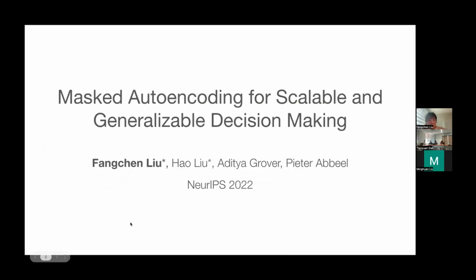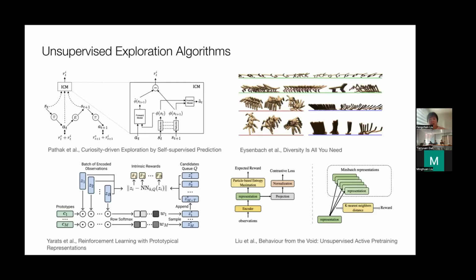Okay, the first work here is Masked Autoencoding for Scalable and Generalizable Decision Making, a paper accepted by NeurIPS 2022. Before that, I was working on some RL algorithms, so this paper is actually very RL-motivated. People are designing a lot of exploration algorithms, for example, curiosity-driven exploration using the discrepancy between predicted and real states, or skill-discovery-based intrinsic rewards, or particle-based uncertainty quantification rewards.